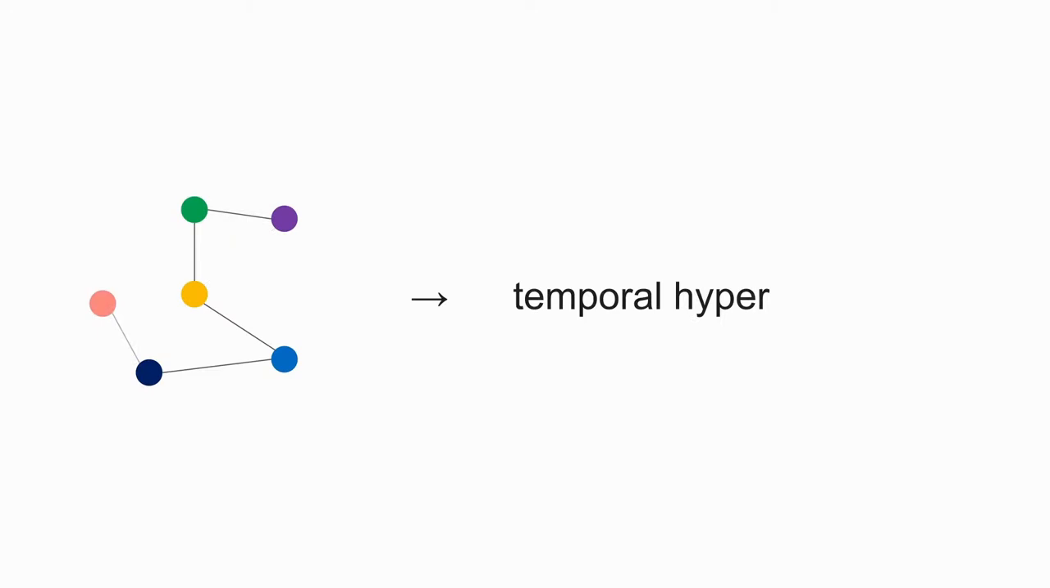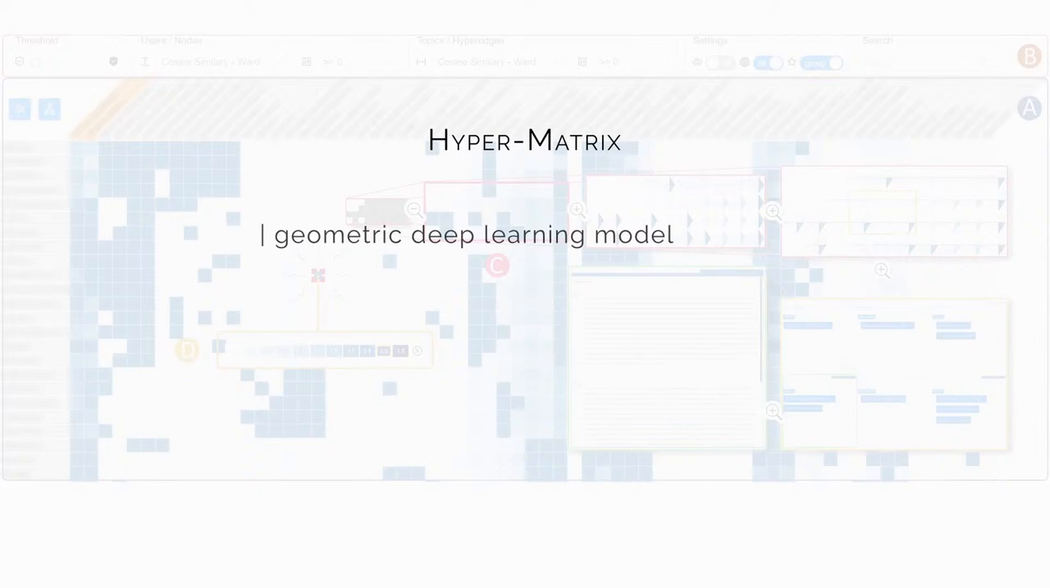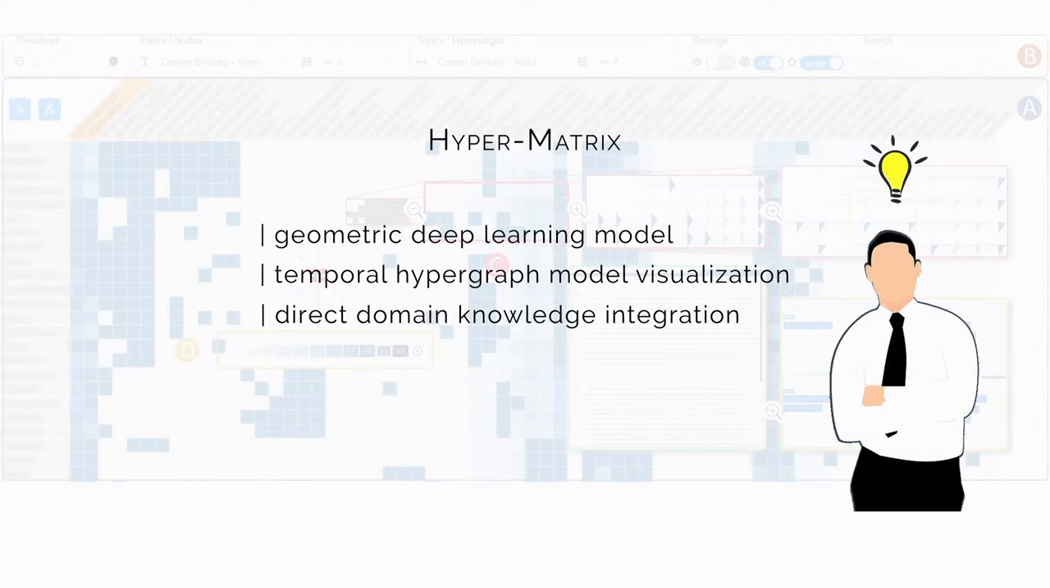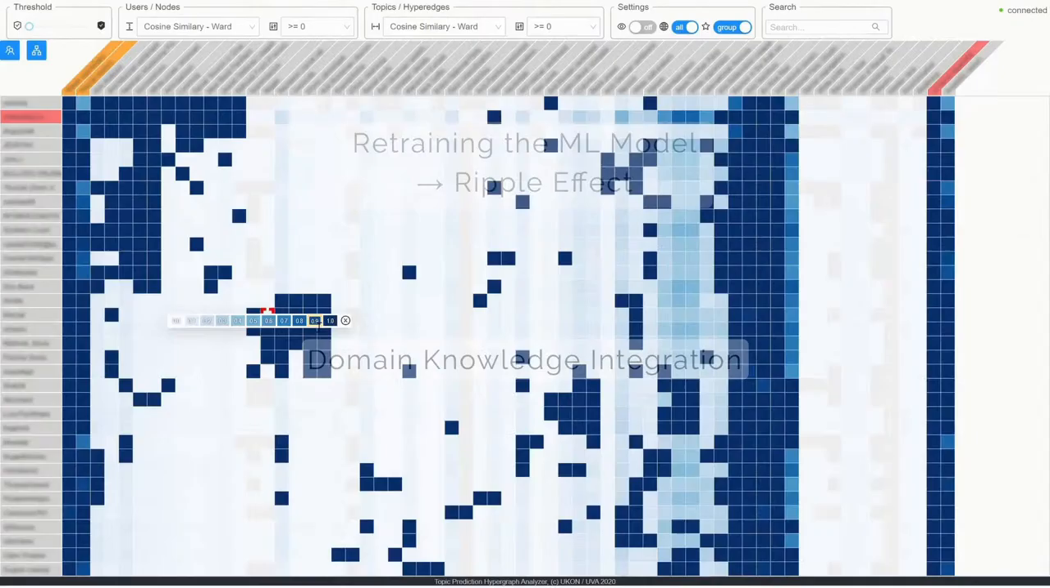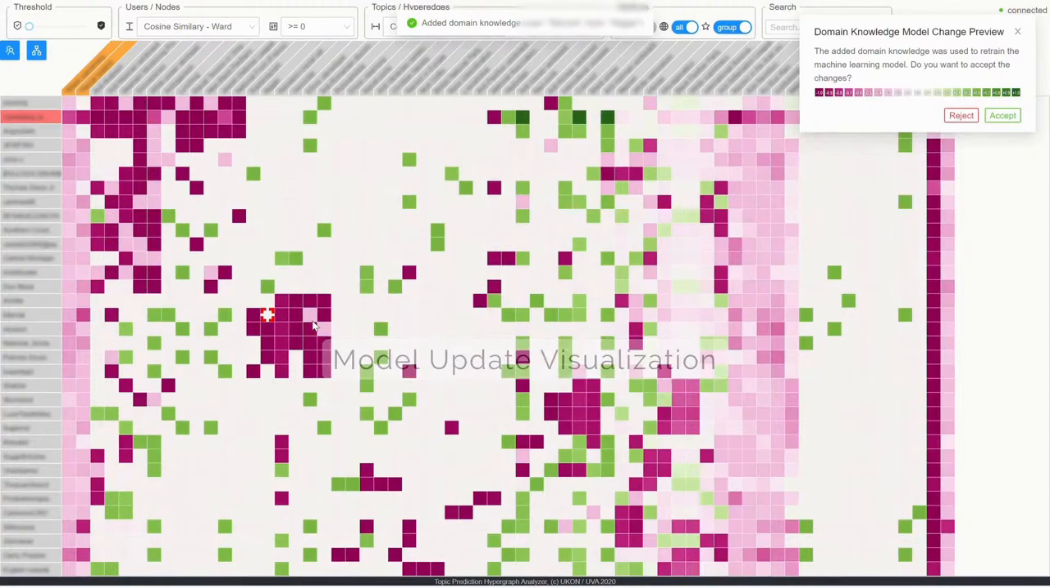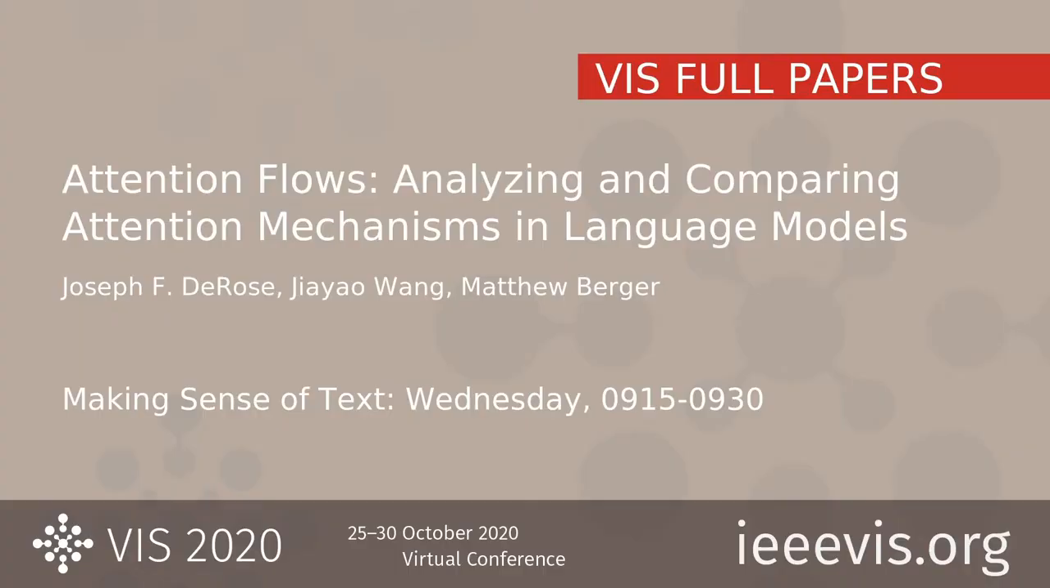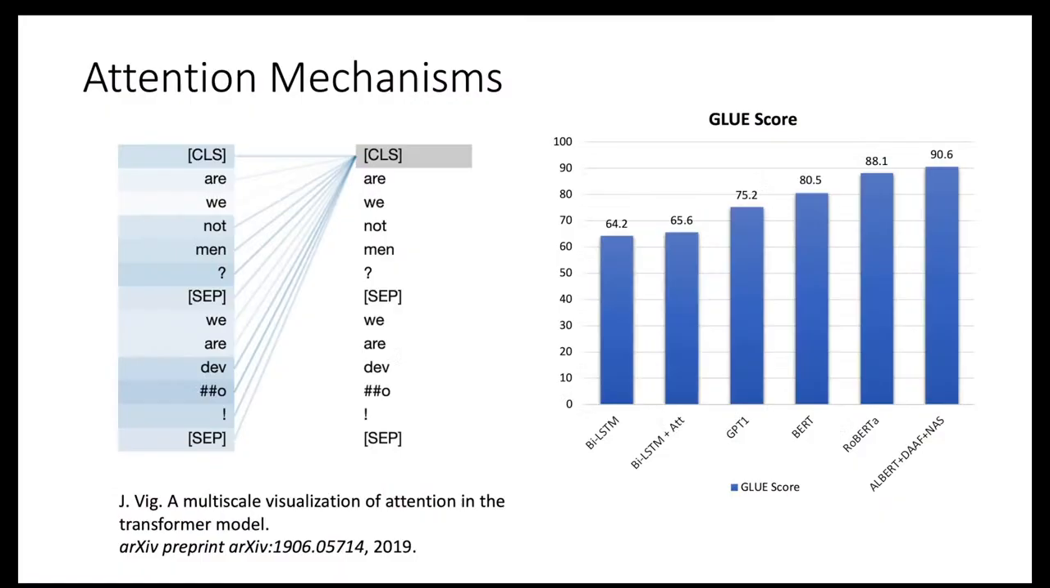Entities and their changing relationships can be modeled more precisely as temporal hypergraphs, but hypergraph models are difficult to explore and refine. By leveraging domain-specific geometric deep learning models and a new multi-level hypergraph visualization, our technique allows for the direct integration of domain knowledge into the machine learning process. The multivariate hypergraph model structure can be analyzed on different abstraction levels. Simultaneously, experts can integrate their domain knowledge on the fly and then explore the refined machine learning model. Attention mechanism.